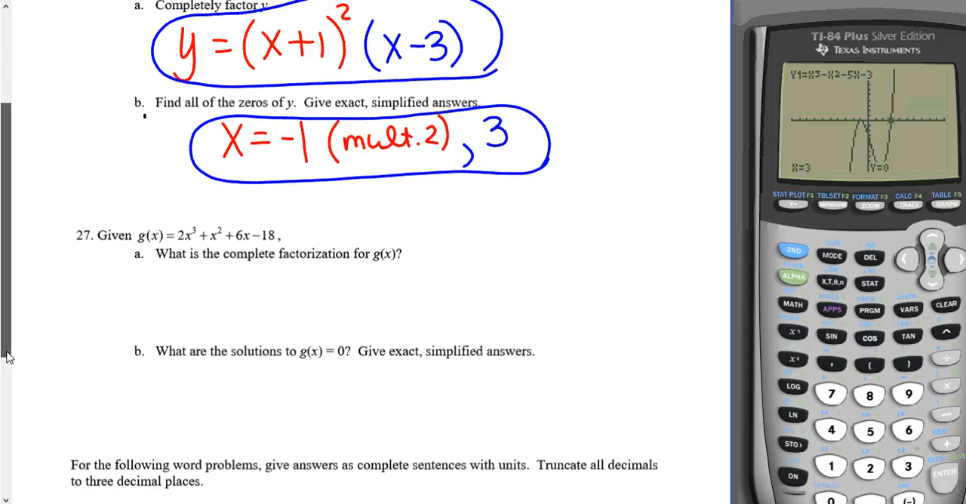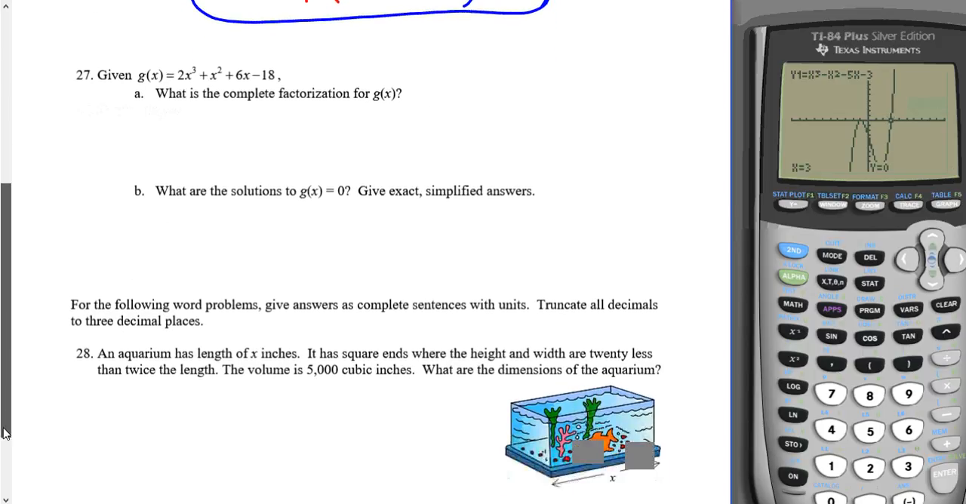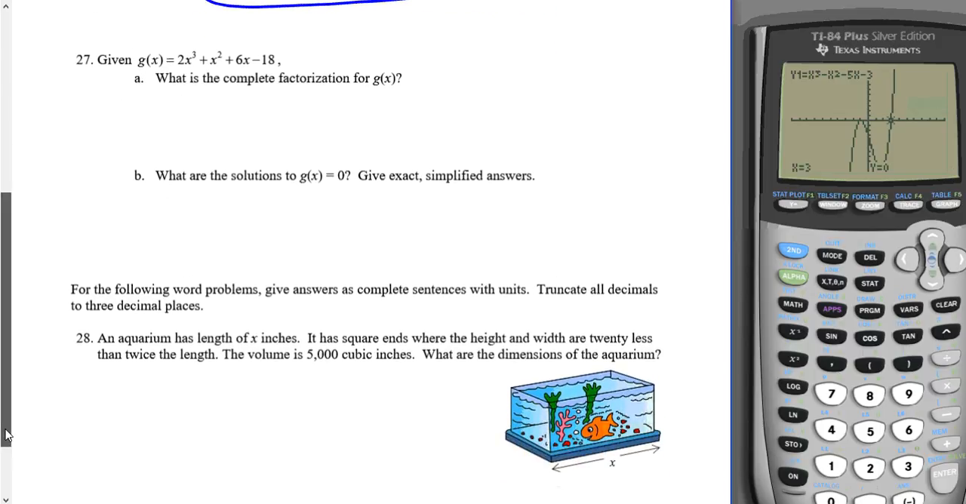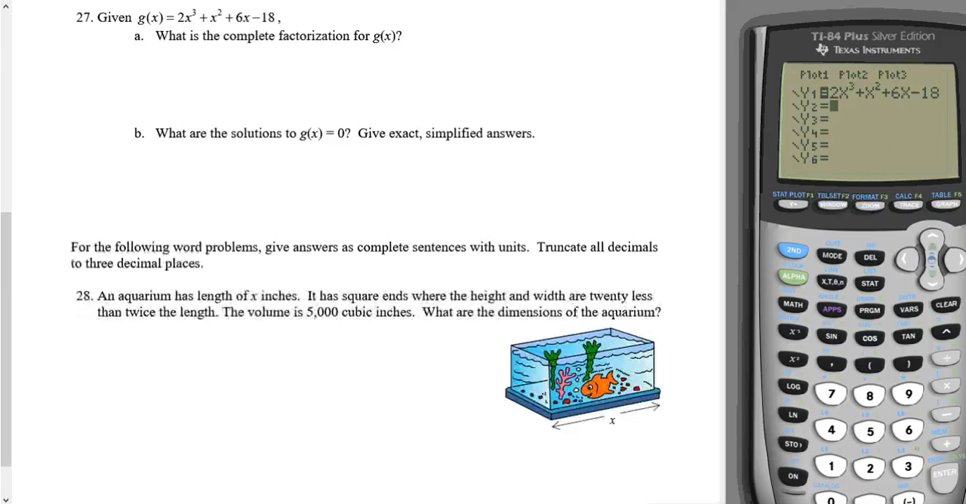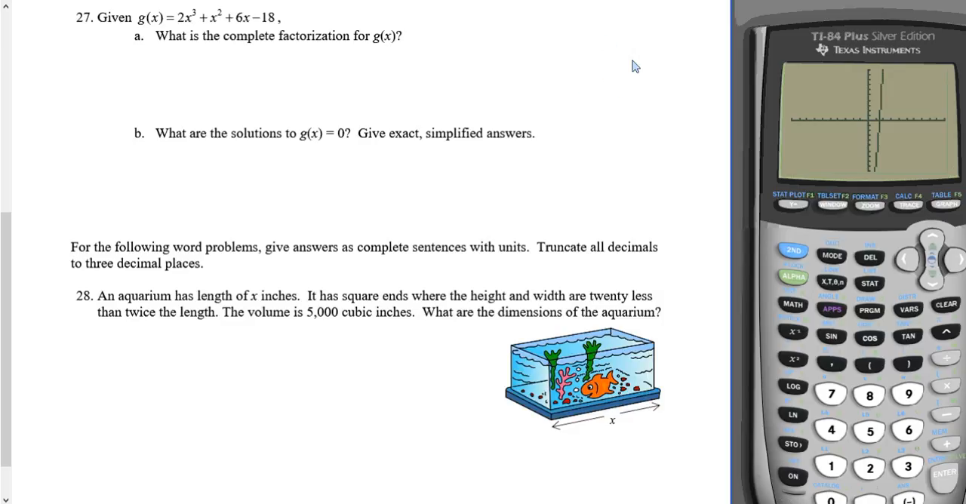All right, number 27. I'm going to hope that this one works out just like the last one did. I don't think it will, though. All right, let me check. Okay, so I've typed in that function right there for g of x, and I'm in the standard window, so I'm going to graph it. And I know that this should make some sort of cubic shape, so it should do something like this. Whoops, sorry, my pen's not writing.